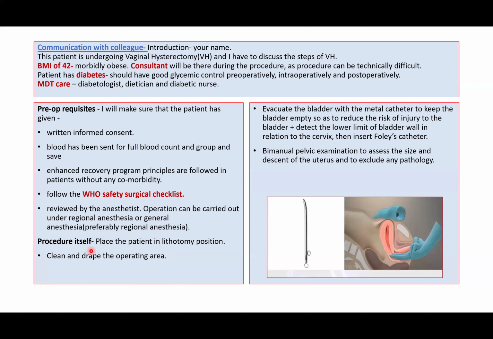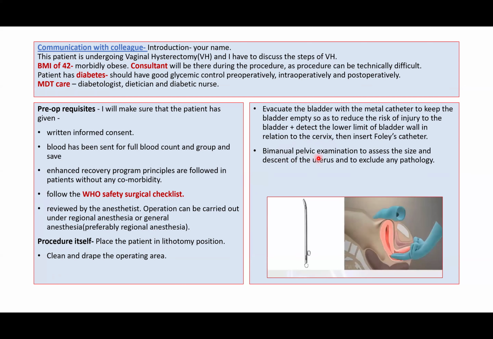Now, coming to the procedure itself, the patient has to be placed in lithotomy position. I will be cleaning and draping the operating area. Then I will evacuate the bladder with the metal catheter to keep the bladder empty so as to reduce the risk of injury to the bladder. Now, the metal catheter is used because it will also help to detect the lower limit of the bladder wall in relation to the cervix, and then insert the Foley's catheter.